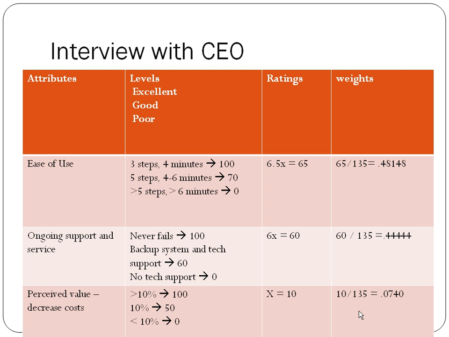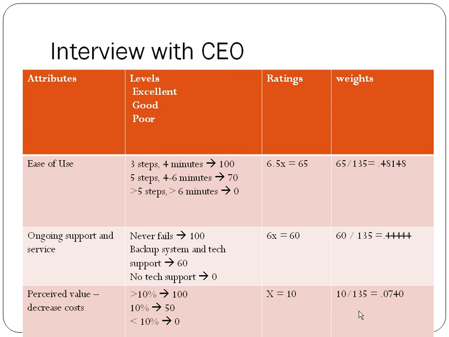For this presentation, we will focus on the following attributes: ease of use, which includes the number of steps required to open the program and the number of minutes necessary for data entry, ongoing support and service, and perceived value or decreased costs. The CEO first defined the levels of the different attributes and their corresponding ratings. She rated ease of use 6.5 times more important than the least important attribute. She rated ongoing support and service 6 times more important than the least important attribute. Finally, she rated perceived value, or the level of decreased operating costs, at 10.